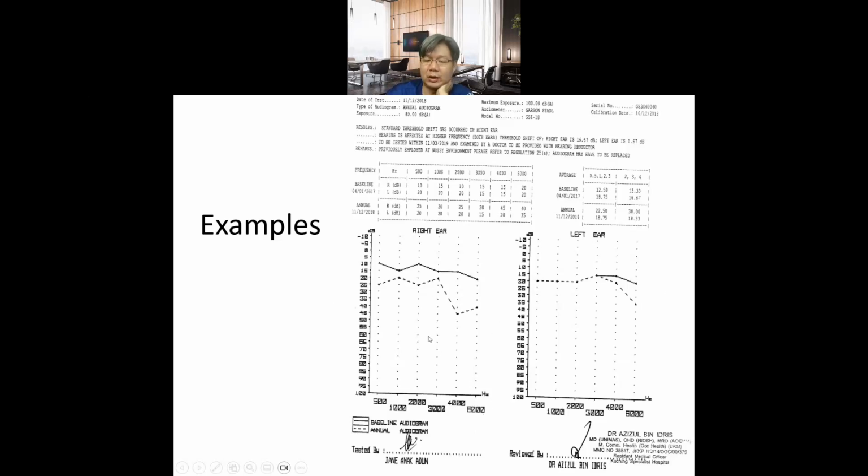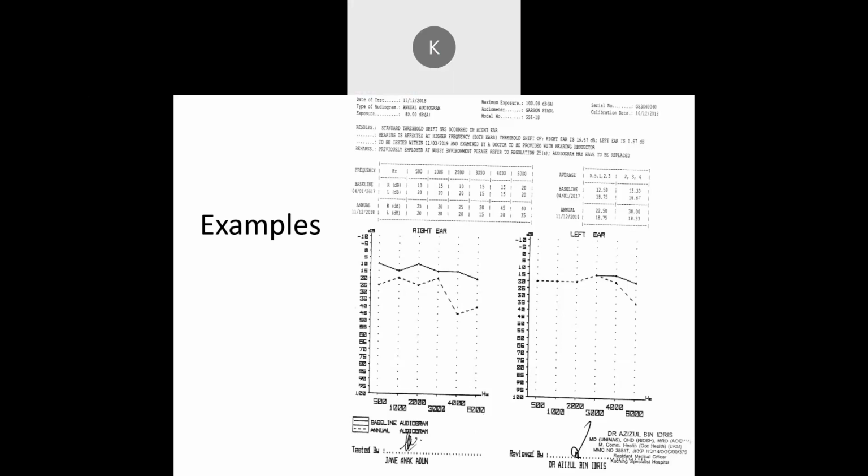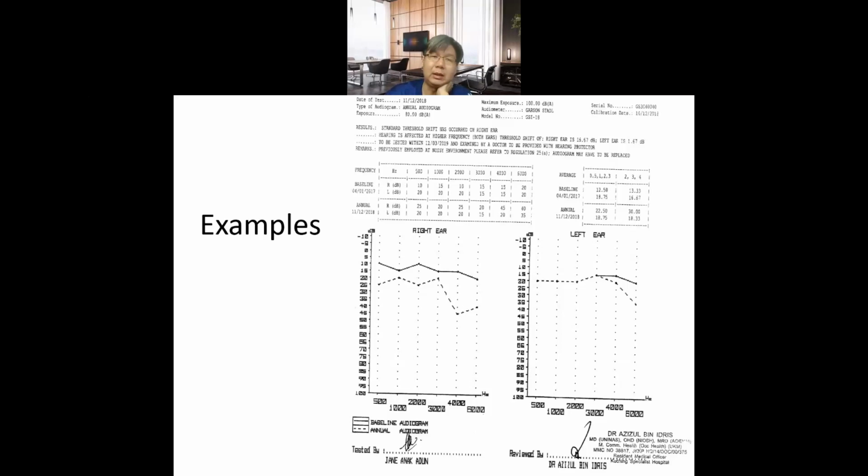So for this kind of unsure condition, can we report? The only thing I can report is that this person has a standard threshold shift in one ear only. And because it is one ear, it's unlikely to be noise-induced hearing loss. Noise-induced hearing loss typically affects both ears together, because we listen with both ears.